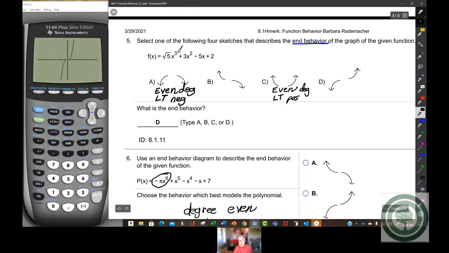This is odd degree and positive leading term. So out on the ends, we don't know what it's doing in the middle, but out on the ends, it's going to go down on the left and up on the right forever, and it's never going to turn back around. So for this problem, that's the answer when you're asked about end behavior.